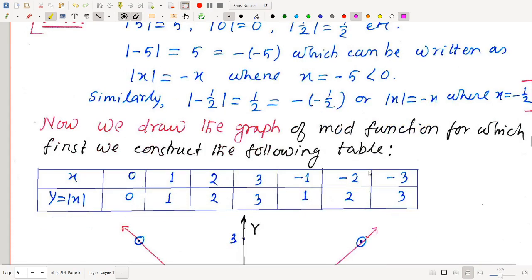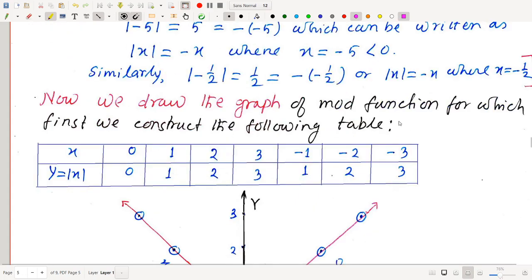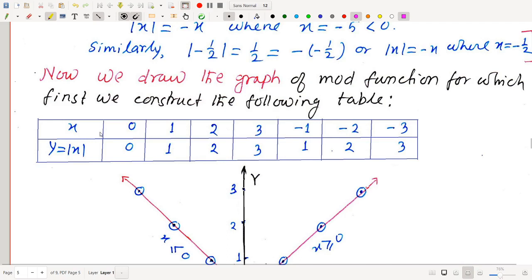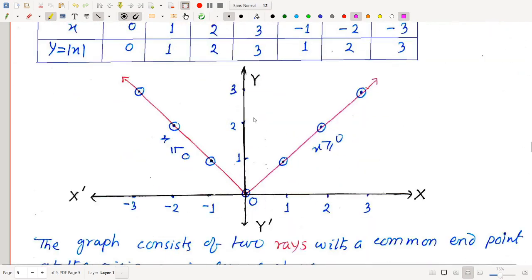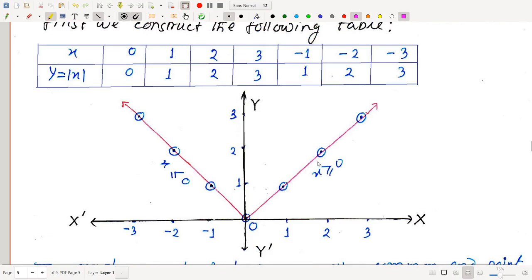Now to draw the graph of this mod function, we construct the table of values of x and y. What is that? y is mod x, and x is 0, 1, 2, 3, minus 1, minus 2, minus 3. But y is always mod x, meaning the magnitude will be the same, only the minus sign you have to omit. So all values of y are equal in magnitude to that of x. So if we plot these points 0, 0, 1, 1, 2, 2, 3, 3 like that, we get this straight line extending up to infinity.